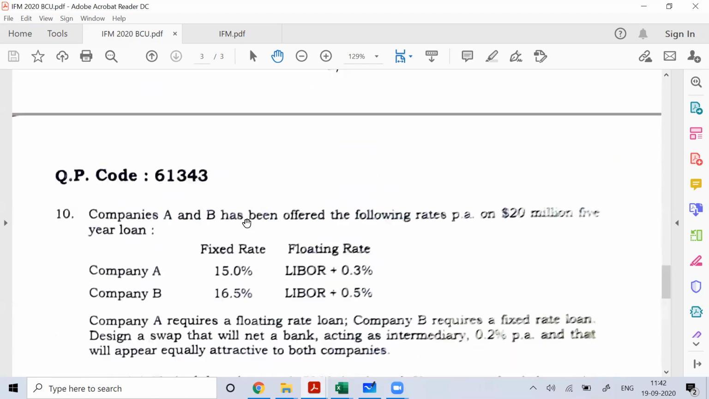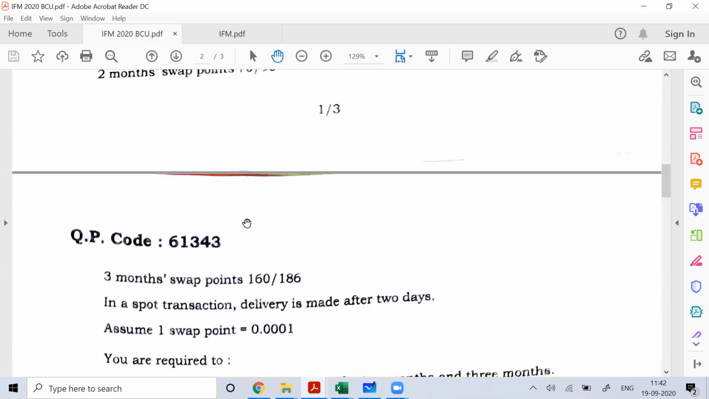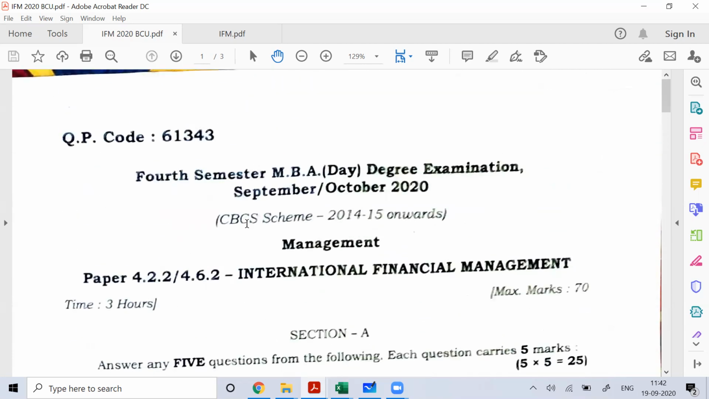So it's time to wind up the class. Let me just recap to see whether I've done all the problems or not. Yeah, I have done all the problems for the exam which happened in September October 2020 for international financial management.